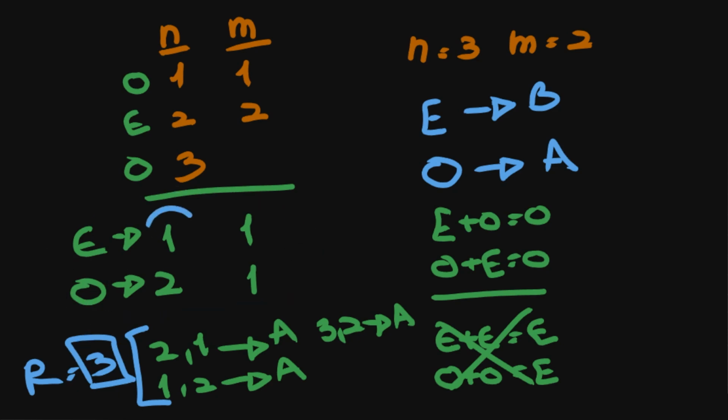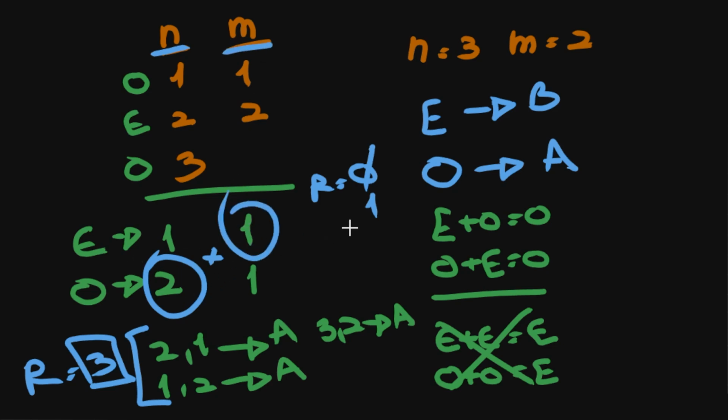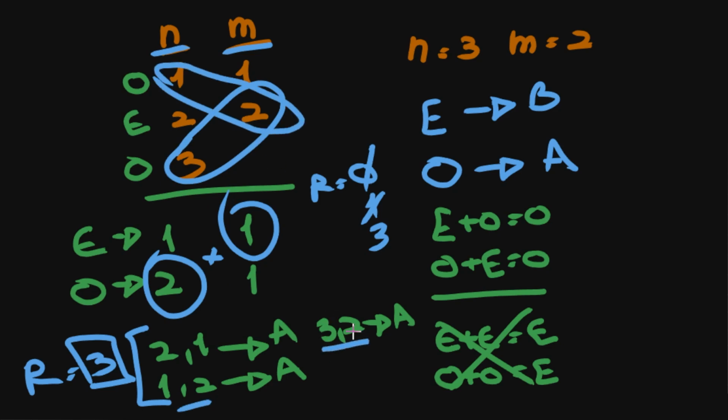Well, we can just take the evens for n times the odds for m. And this is how we get the pair 2, 1, which is this one. So let's say the result is initially 0, and we add this, so the result is now 1. Similarly, we can take the odd amounts for n times the even amounts for m, and 2 times 1 is 2, so we add 2 to the result, and this is 3. And this represents these pairs, 1 and 2 and 3 and 2.